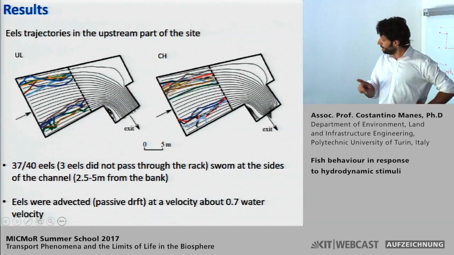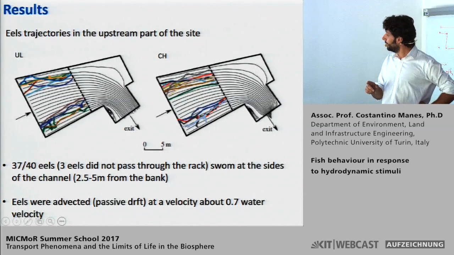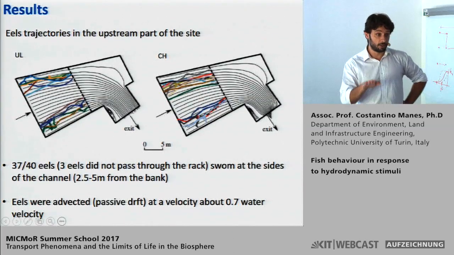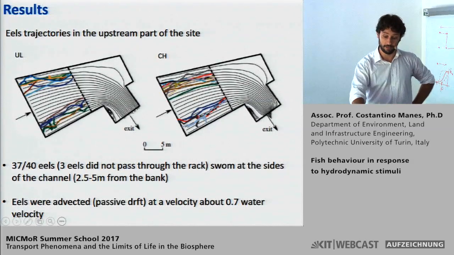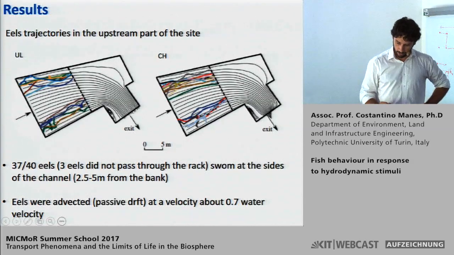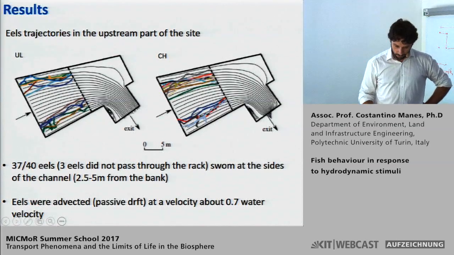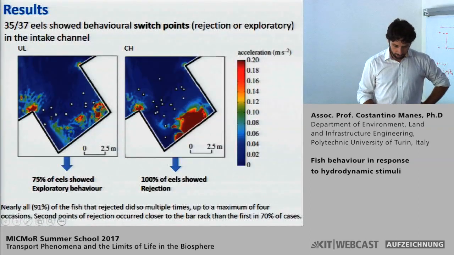I was saying the velocity was 0.6 with 0.7, the depth average velocity, which makes sense because they swam at the bottom where velocities are slightly lower and they were drifting by the near wall velocity, okay? So this is the first interesting result that we will discuss later on.